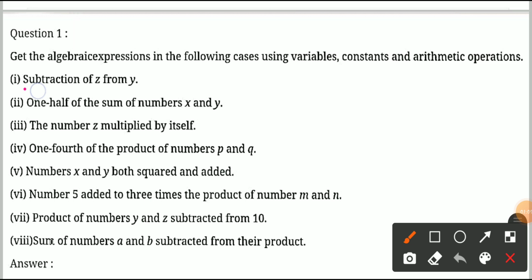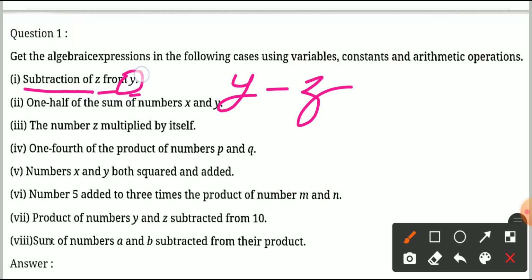Subtraction of z from y. It means we have to subtract z from y. So the answer is y minus z. Subtraction means minus from y. So when you see from, it means minus. So y minus z. Always the second one will come first and the first one will come second. Now see the second one.